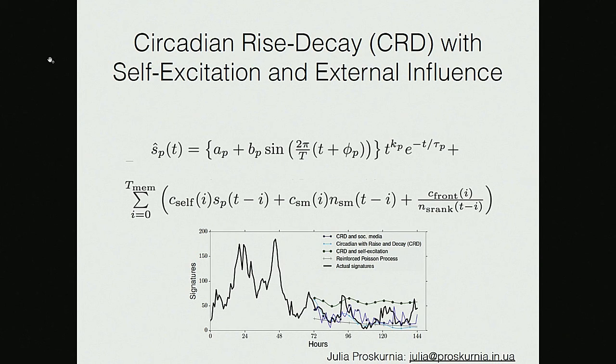But the main message, so this is basically the hourly signature pattern of some typical petition. The message is basically that our model is good when we also include the social media component, and performs the best compared to lots of other criteria.